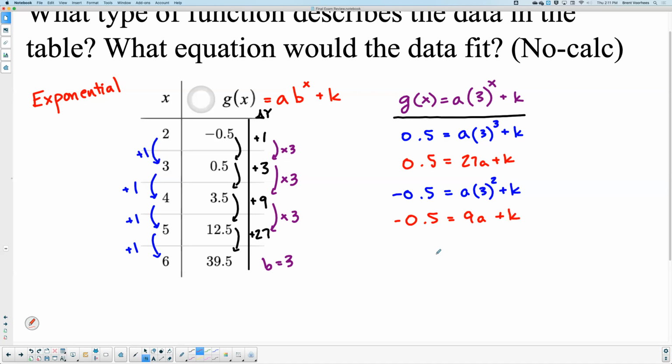Okay, do you remember what we did from here? Let's subtract the two equations. I'll just list this one first because I see the a's are bigger. I think it'll be better to do it that way. So I'll take the 0.5 equals 27a plus k. And we are going to subtract negative 0.5 equals 9a plus k.